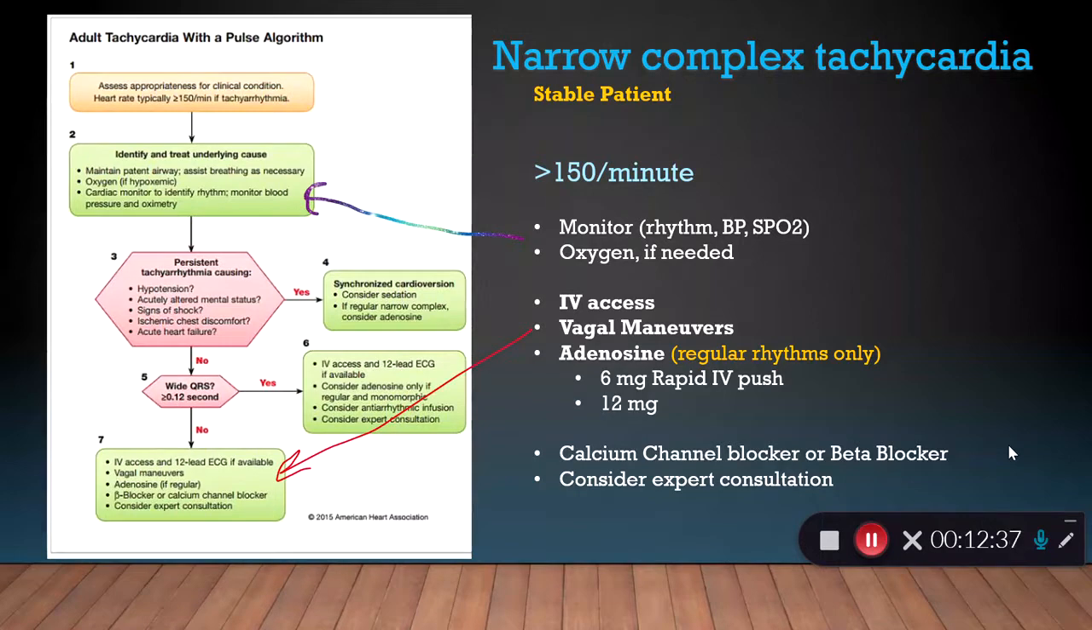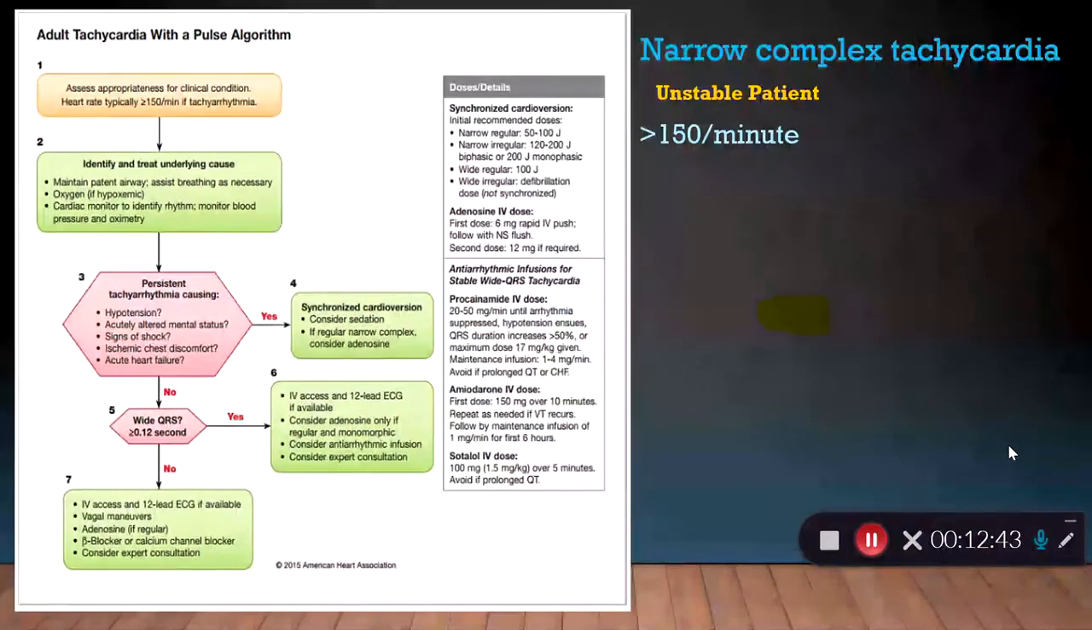Oops, right there is our treatment. I have all these little things in here. I forget I put them in here. Okay? So, unstable patients. Now, this is a whole nother ballgame.